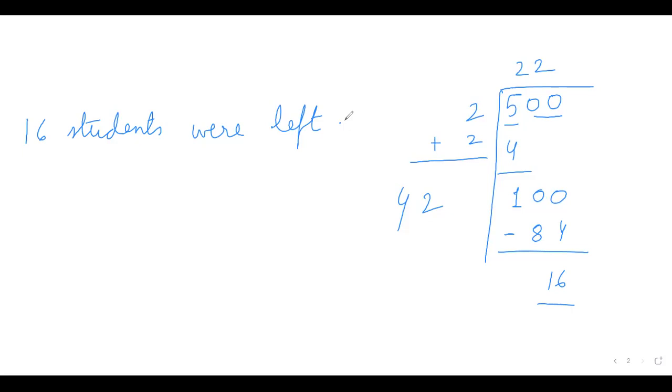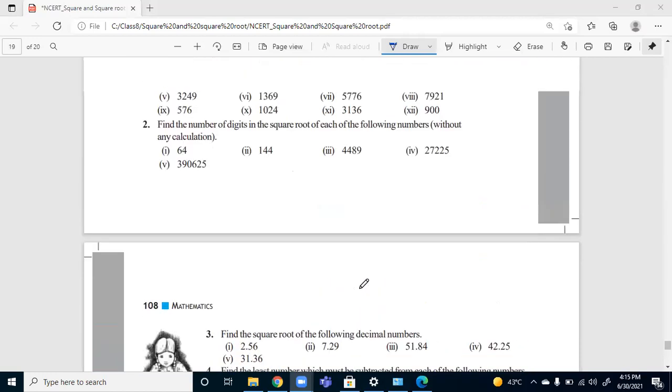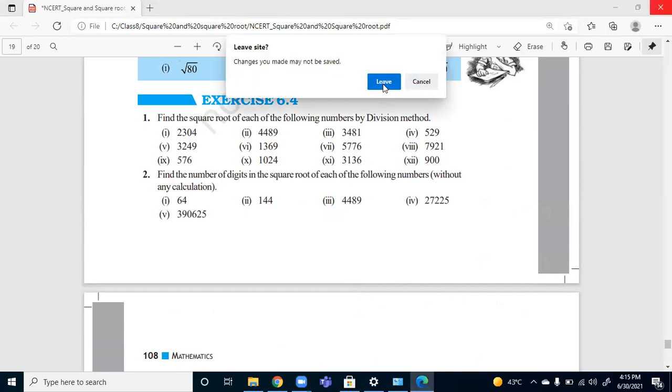Okay, so this completes our exercise of square and square root. And as far as I remember, these are the chapters which are there in your syllabus. So we have completed exponent and power, square and square root, and also rational number. So now is the time.